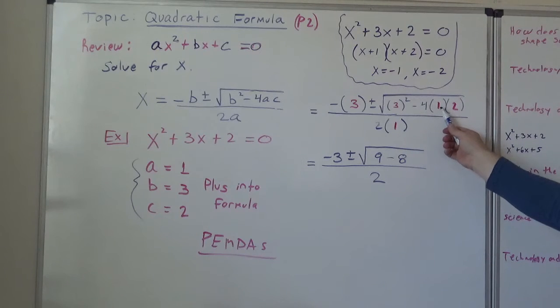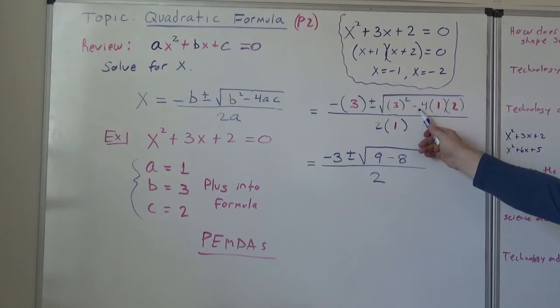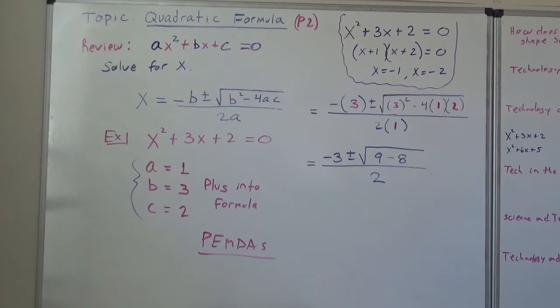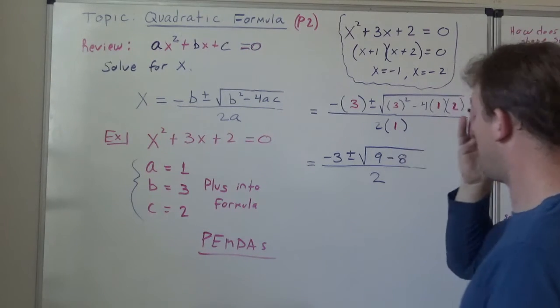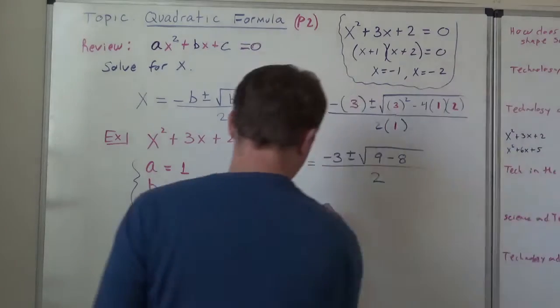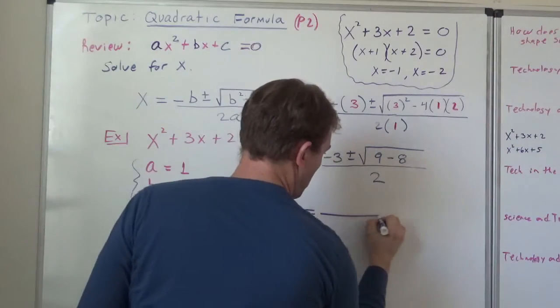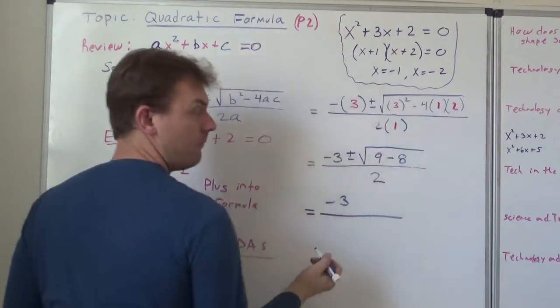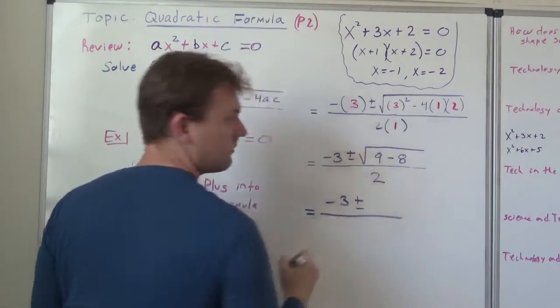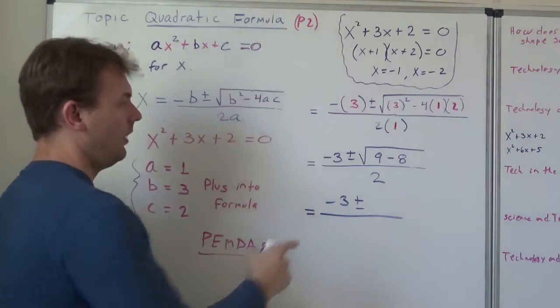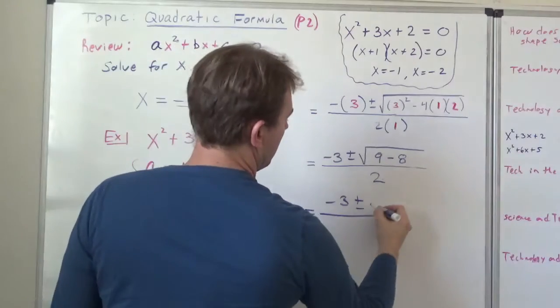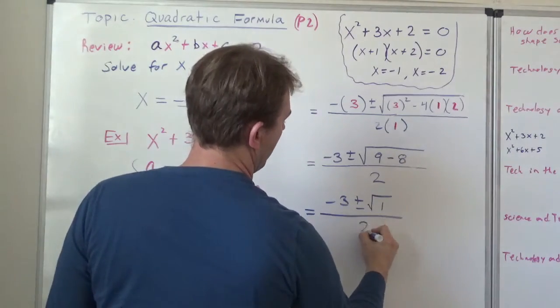4 times 1 is 4. 4 times 2 is 8. -8. You see how I did that? Okay. Now, keep going. -3 plus or minus the square root of 1 over 2.